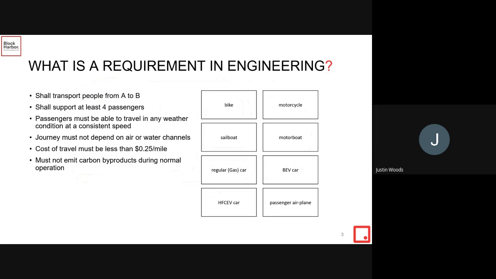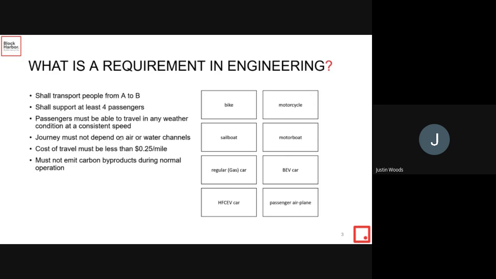As an example here, we have a requirement that says the component or this feature or ECU, whatever it might be, in this case, shall transport people from A to B. It shall support at least 4 passengers. If we look at the list of things that might be applicable, in this case, it's a transportation vehicle. If something can transport somebody from A to B, almost all of these are able to do that. But then shall support at least 4 passengers. A bicycle, nope. Motorcycle, nope. But the rest of these seem like they probably still could.